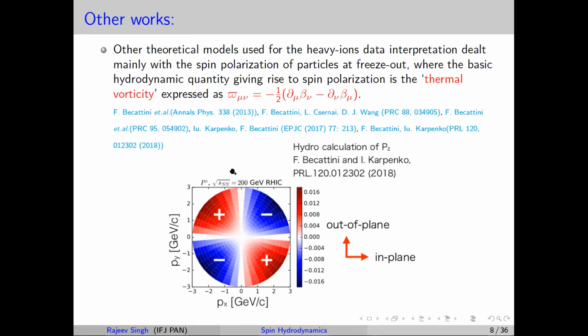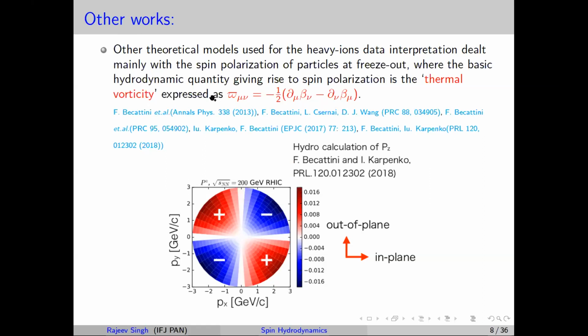So what other people are doing, I mean the other groups like the Bjorken group or the Frankfurt group, is study this spin polarization at the freeze out. Freeze out means, there are actually two types of freeze out, thermal freeze out and kinetic freeze out. Freeze out means the particles will not interact from that point. That point is called the freeze out point. So the spin polarization of particles is studied at the freeze out, where the basic hydrodynamic quantity is the thermal vorticity.